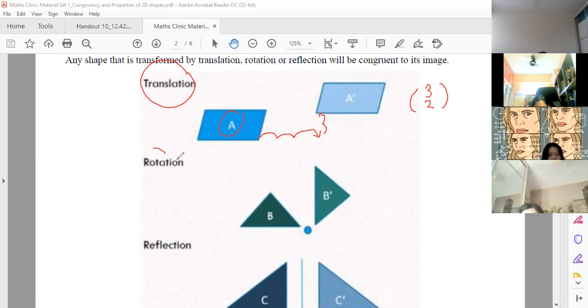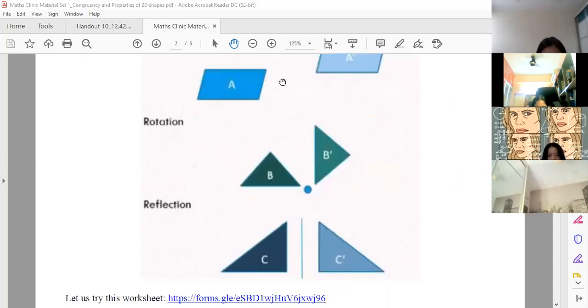Same goes for rotation. This is your center of rotation. It's being rotated anti-clockwise 90 degrees. Why did I say rotate anti-clockwise? Usually the one without an apostrophe is the object, but the one with an apostrophe is the image. Object, image, object, image. Like when you are standing in front of the mirror, you are the object, and inside the mirror is the image. Another transformation is reflection, usually in the mirror.